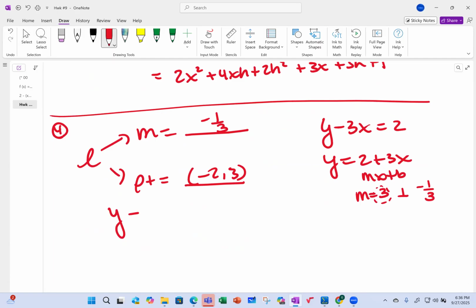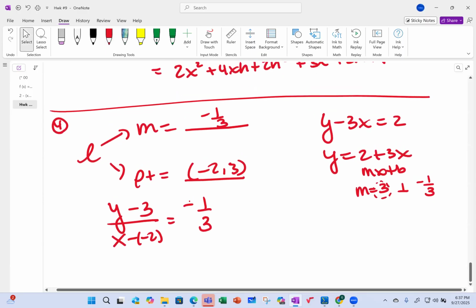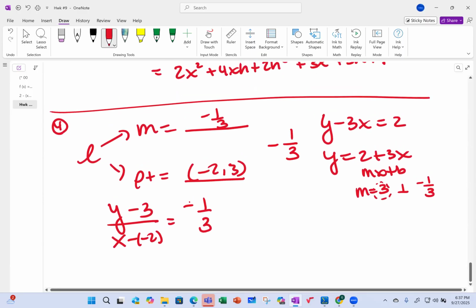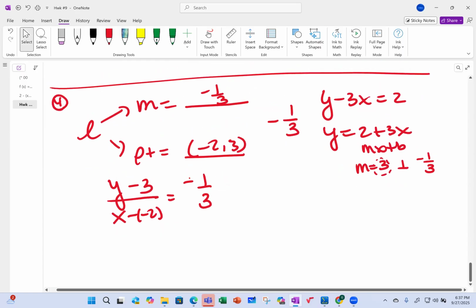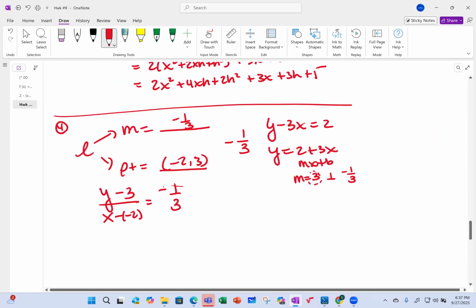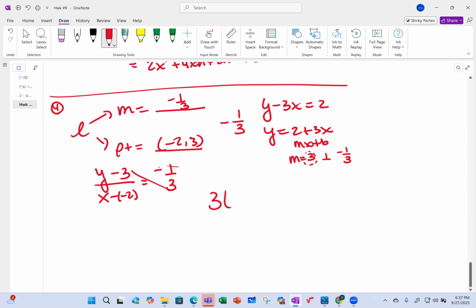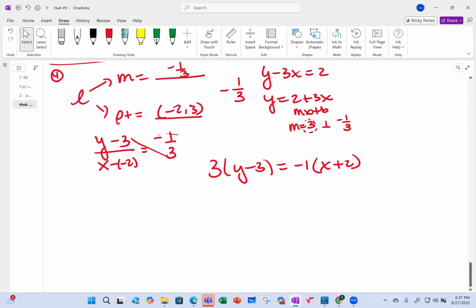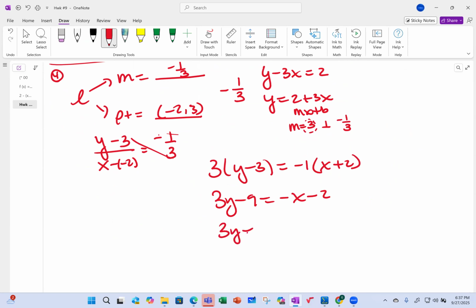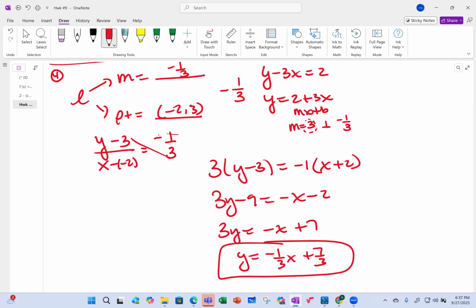To set this up, it's going to be y minus 3 over x minus a -2 equals -1/3. Throw the negative on top. Some people get thrown off when they see the negative in front. You can put that in the top or the bottom. I prefer the numerator. I'll cross multiply to get 3 times y minus 3 equals -1 times x plus 2. I'll distribute and then add the 9 and divide by 3. And there's my line. Okay.